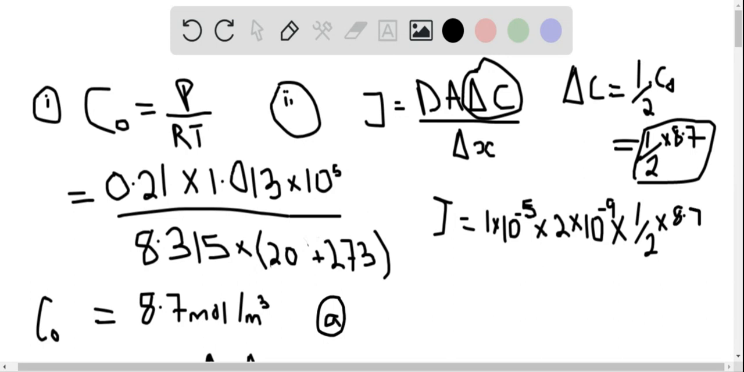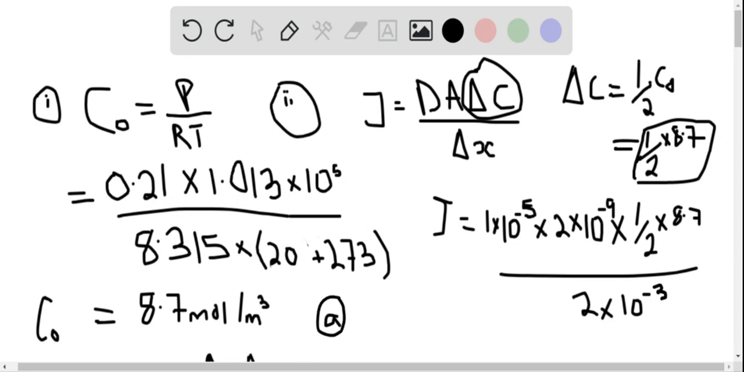divided by 2 times 10 raised to power negative 3.